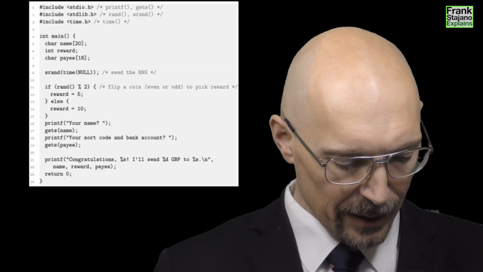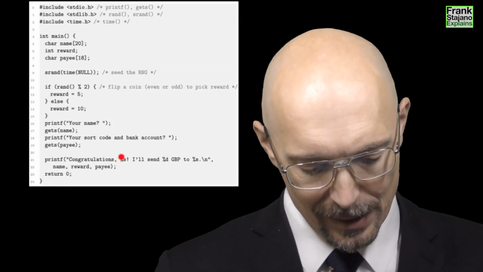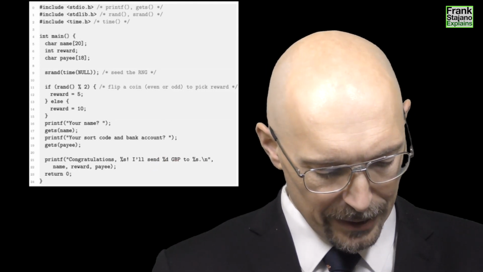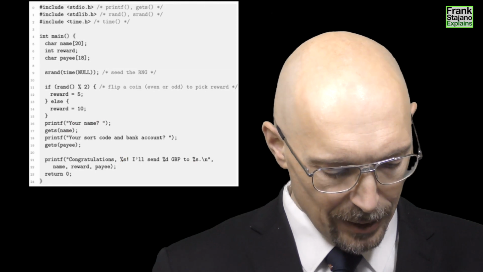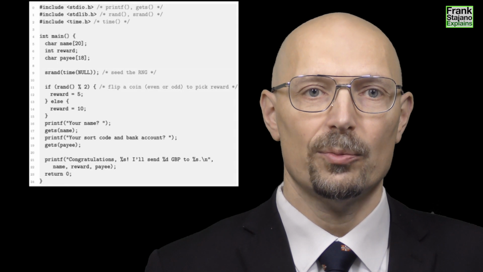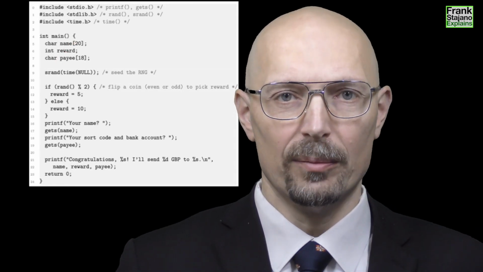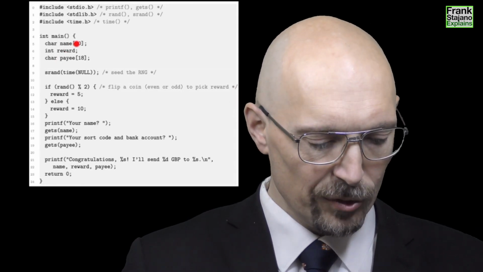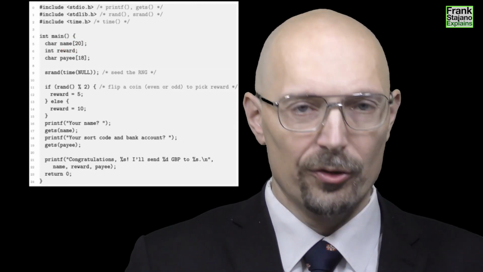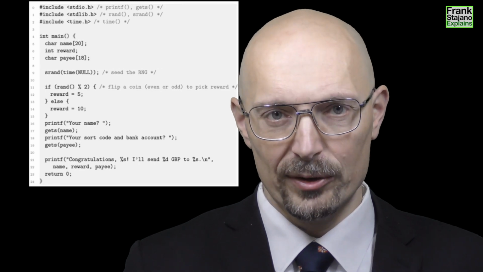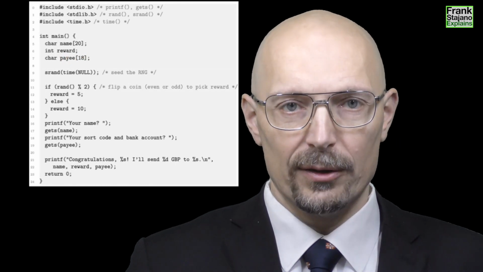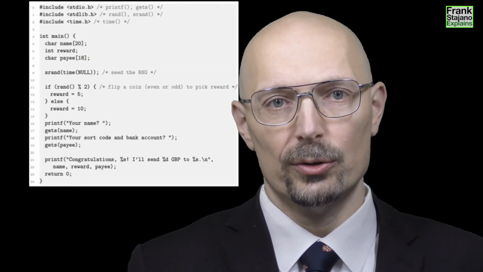Okay, and here's where you get the reward. "Congratulations, blah. I'll send you blah blah pounds to blah blah blah," where this first blah is your name and the second blah is your sort code and bank account, which you have supplied as an input to this program. You notice here that this program defines 3 variables. Name, which is a string of characters, which holds your name, and then reward, which is an integer, which holds the number of pounds that are going to be paid out to you. And then payee, which is another string of characters, which will hold your sort code and account number, which are the UK banking coordinates.